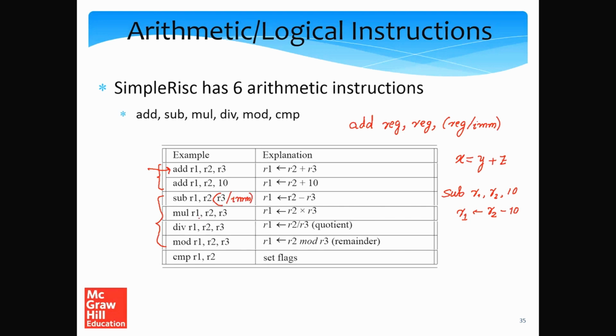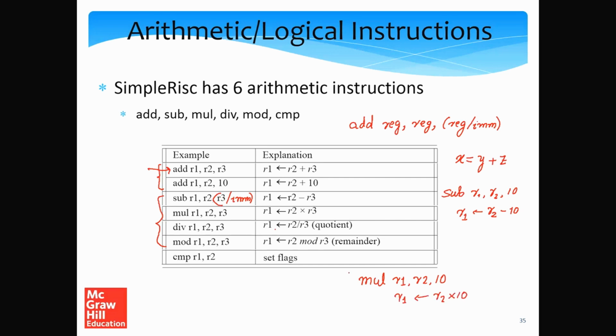Same is the case for multiplication, exactly the same format. So let me write a multiplication instruction with the third operand as an immediate. So we shall see that the way of specifying the format is the same. So I can very well write mul R1, R2 and 10. So this would set R1 equal to R2 multiplied with 10.